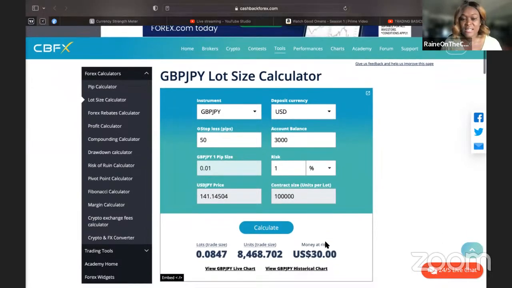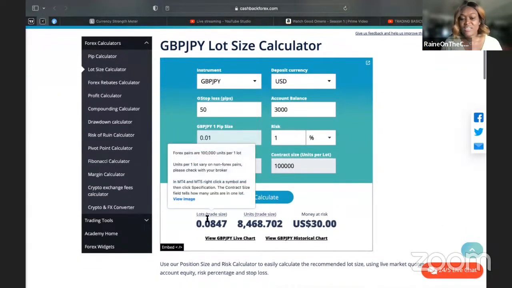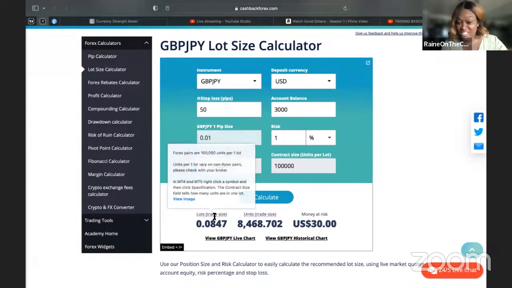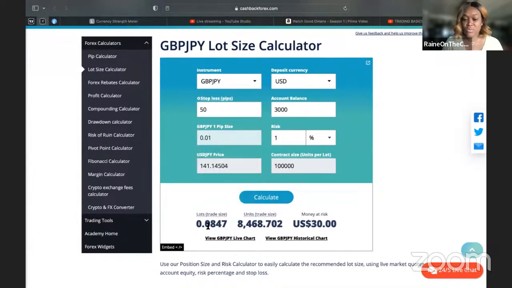Once you hit calculate, it's going to give you your lot size. Lots, trade size. So here it says 0.0847. Are you going to be able to put in 0.0847? No, it's going to be the first two numbers after the decimal. This little dot here, that's a decimal point. So two numbers after, 1, 2. So it's 0.08. That is your lot size.